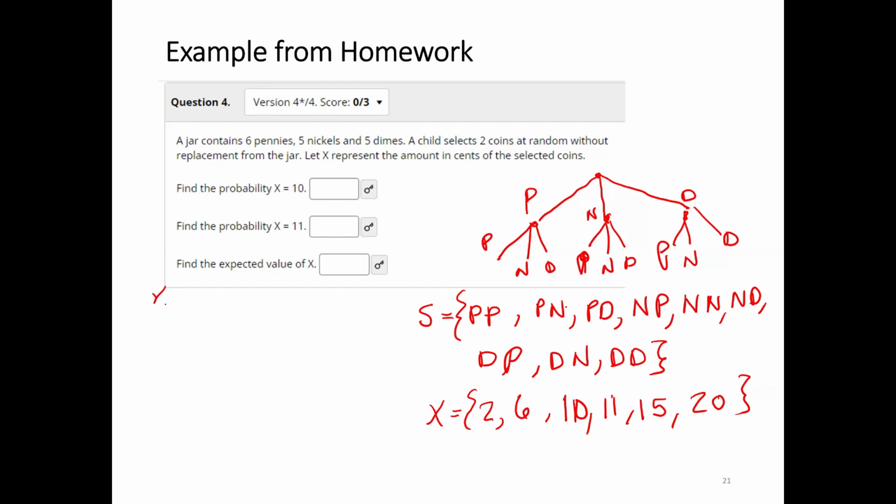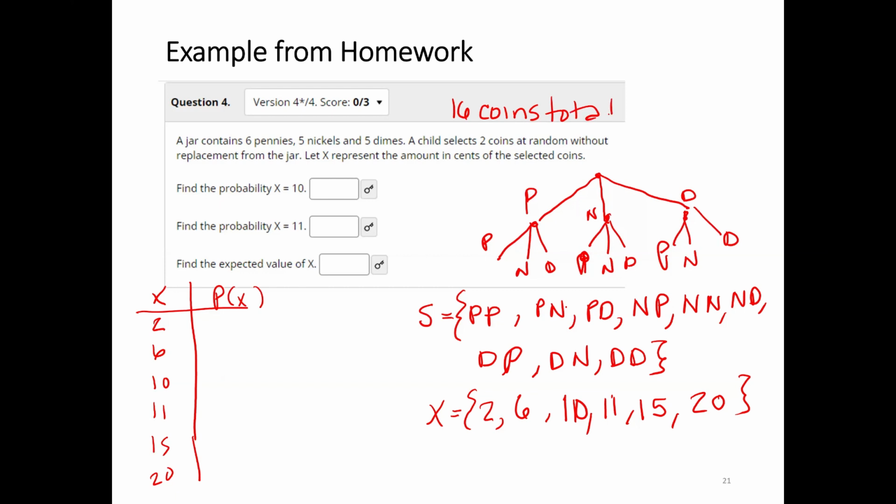So what does my distribution look like? Well, I can get 2, 6, 10, 11, 15, and 20. Okay, so what's the probability that I get 2 cents? Well, how many nickels, dimes, and pennies do I have? Do I have 16 coins total? And how many of those are pennies? 6? So is the probability of getting 2 cents 6 out of 16 times 5 out of 15?